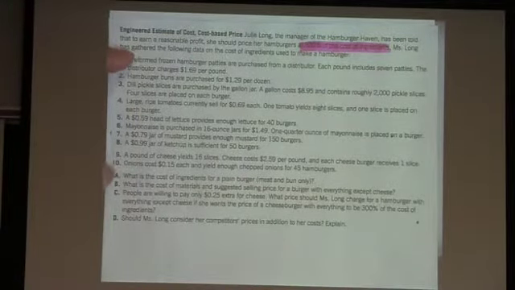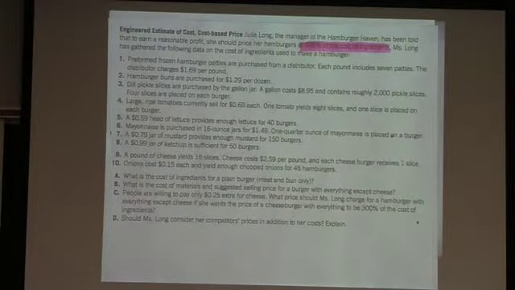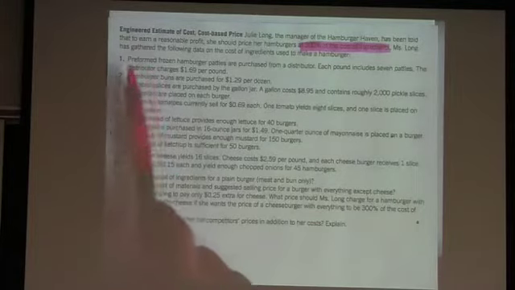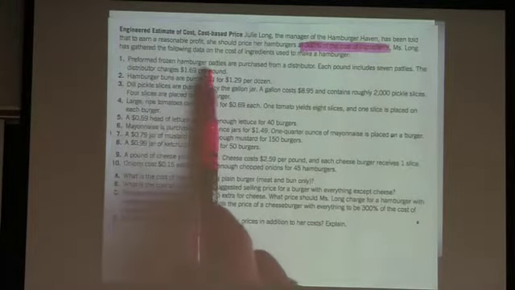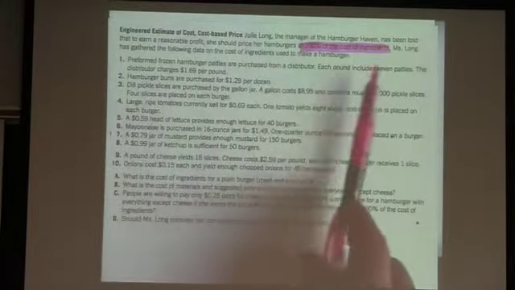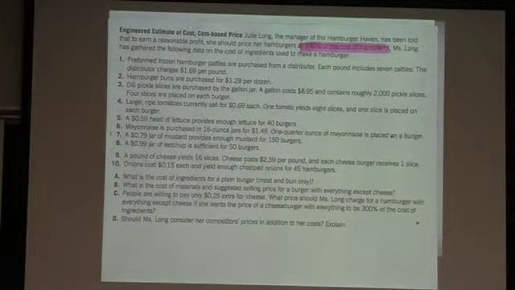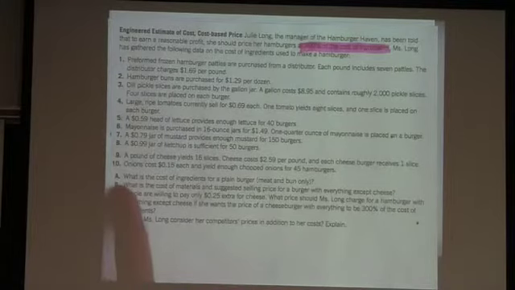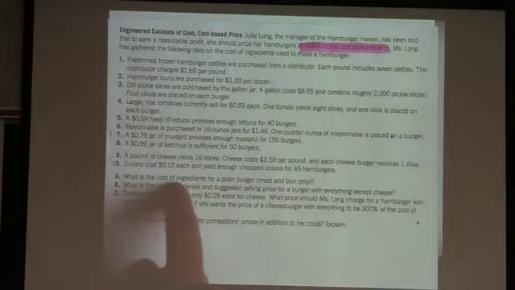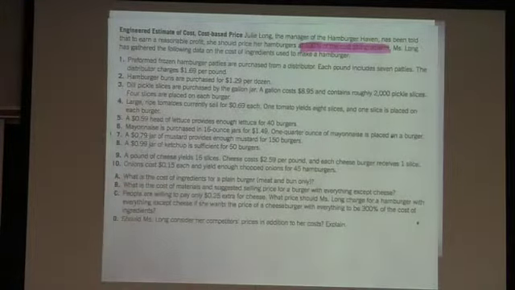So let's just do 1 or 2 of them, and then I'll work through the question with you as we read the actual data. So the first one says the hamburger patties are purchased from the distributor. Each pound includes 7 patties, and each pound costs them $1.69. So we're trying to figure out the cost of the hamburger, because look at the required. It says, what is the cost of the ingredient for a plain hamburger? So that's meat and buns only.